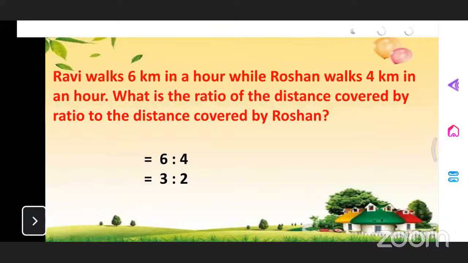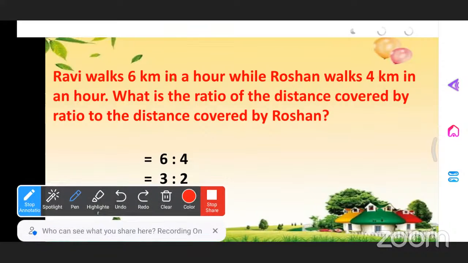Ma'am, Ravi walks 6 kilometers in 2 hours while Roshan walks 4 kilometers in 1 hour, means how we want to take the ratio. So Roshan takes 1 hour. You are right, Kana. Yes, ma'am. Here we take same hours, so we take the normal ratio term. But here we say different hours. That means you take, remember the formula, distance formula, Kana?